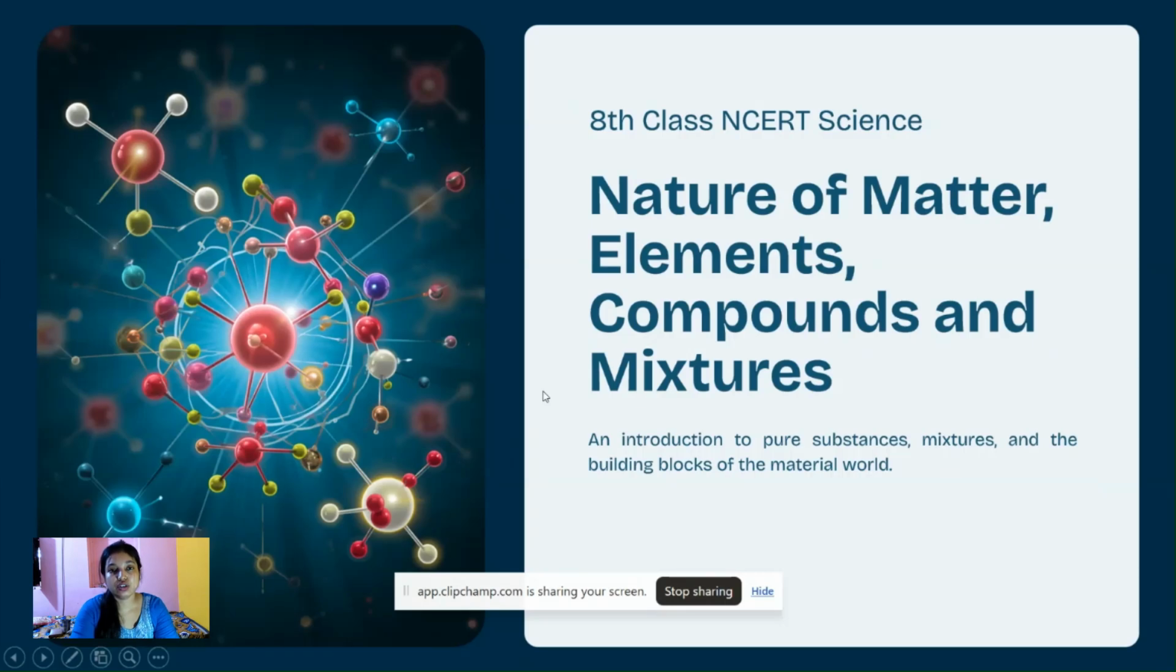Today we are going to learn the new topic whose name is nature of matter and elements, compounds and mixtures. This chapter belongs to the 8th class NCERT CBSE classes.